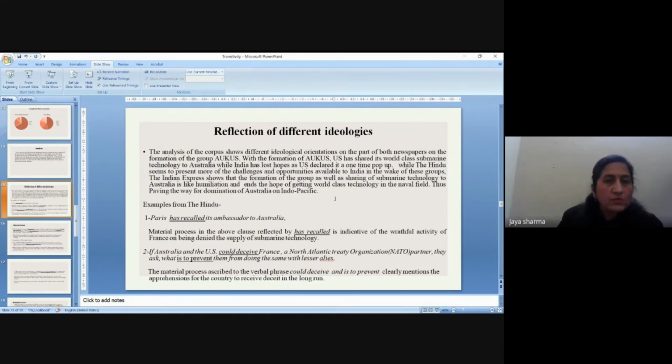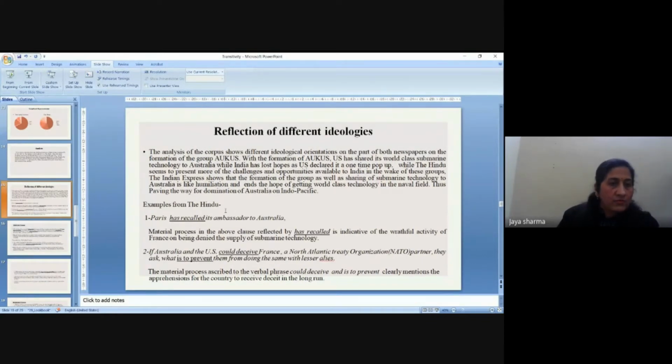While the Hindu seems to present more of the challenges and opportunities available to India in the wake of these groups, the Indian Express shows that the formation of the group as well as the sharing of submarine technology with Australia is like humiliation and ends the hope of getting world-class technology in the naval field, thus paving the way for domination of Australia in the Indo-Pacific.